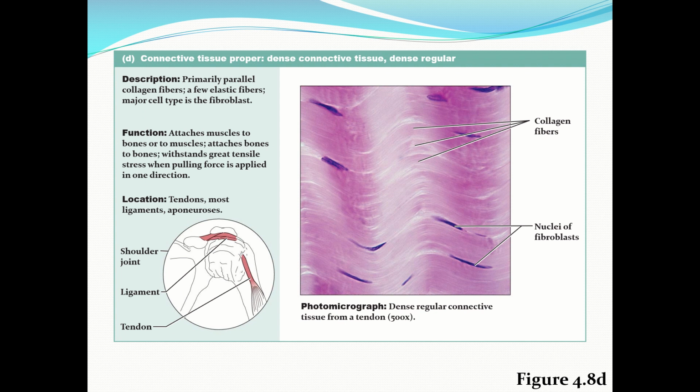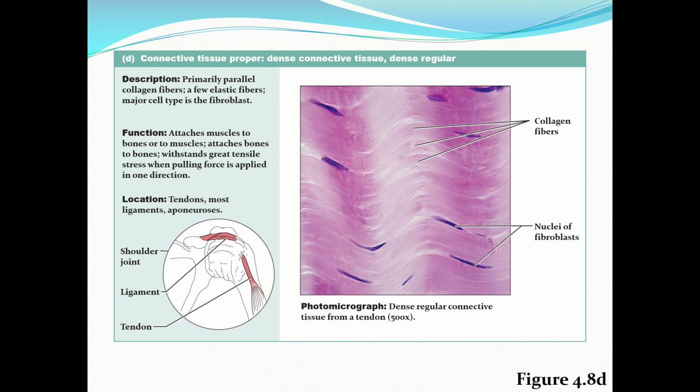The dense connective tissue proper pictured here is called dense regular connective tissue. Notice that the collagen fibers are all running parallel to each other, and this allows for extension and flexion of a muscle at a joint. So we will see the dense regular connective tissue in tendons, and then we will also see it in ligaments, where they are connecting the bones to one another.